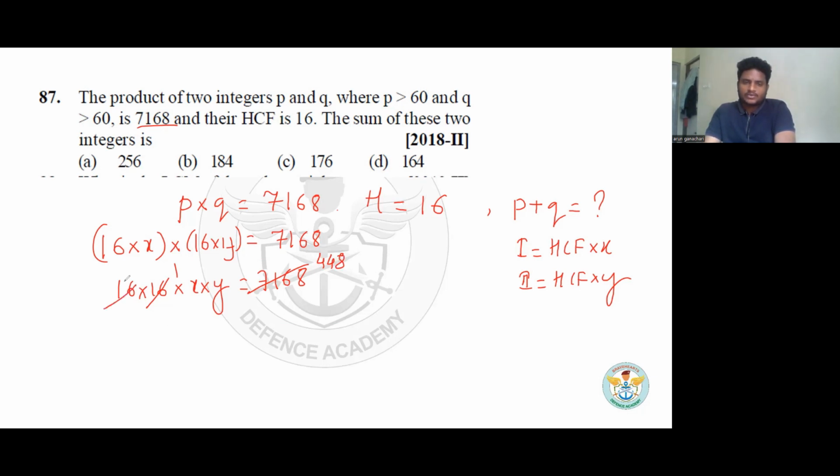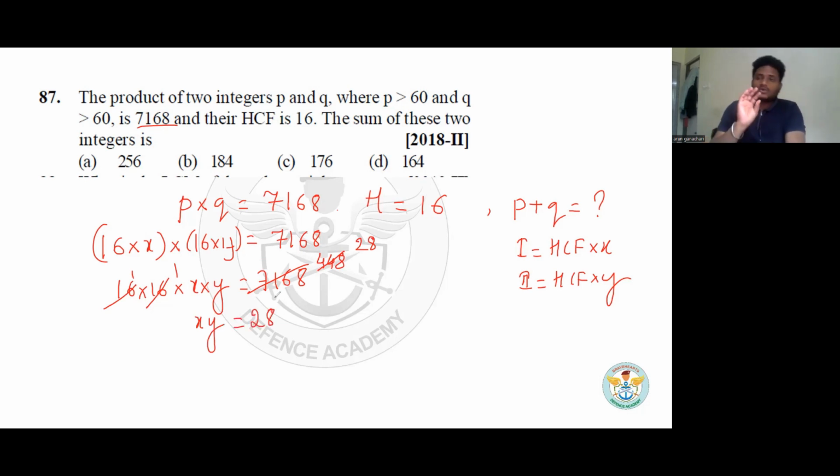Now I can cancel one more time. 16 ones are 16, 16 twos are 32. Again 12 is the remainder, it will become 128. So it will be 28. Getting this, so X into Y is equal to 28.